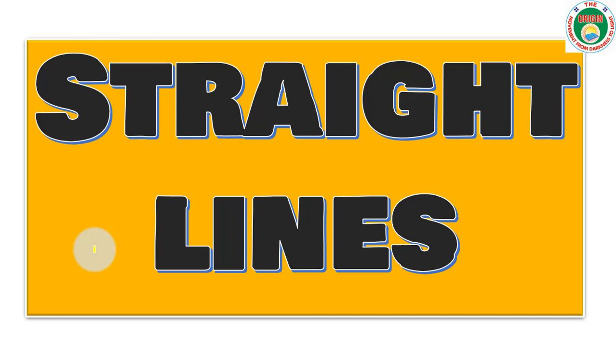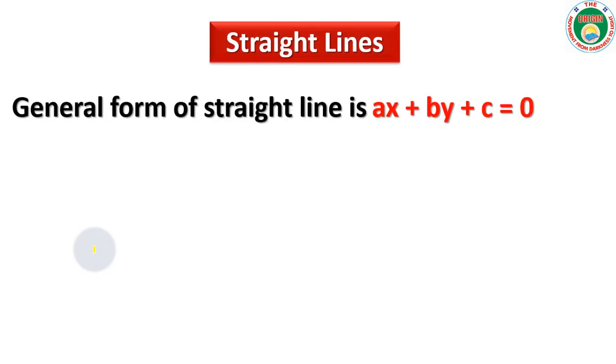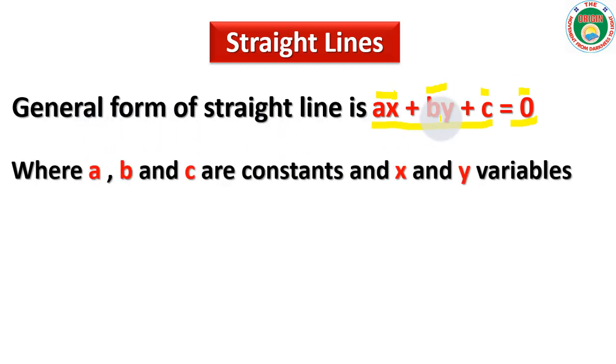Straight lines. The general form of a straight line is ax plus by plus c equal to 0. This is the general form of a straight line. Here a, b and c are constants. x and y are variables. You should remember the general form.